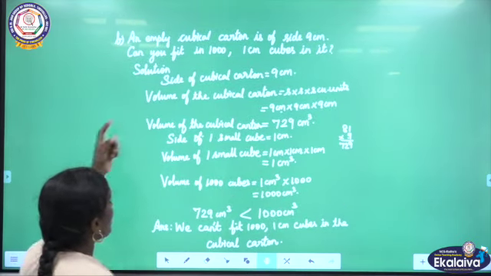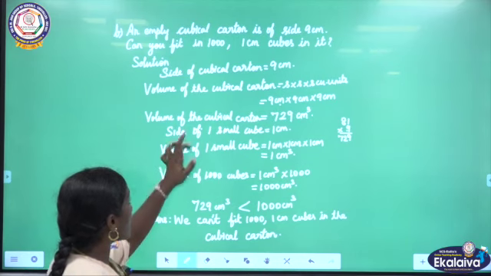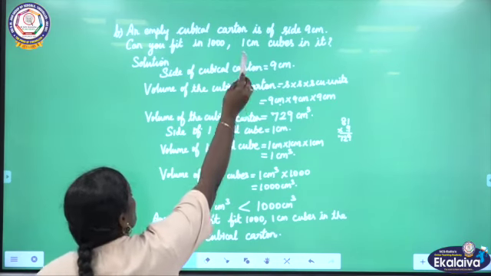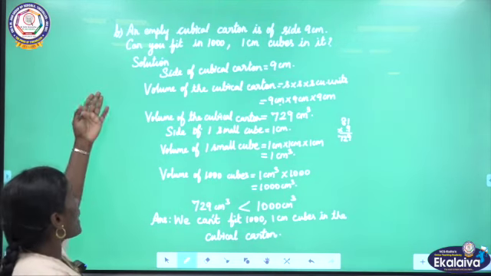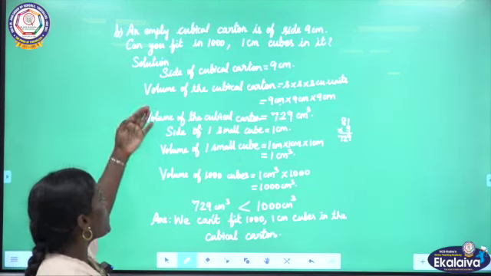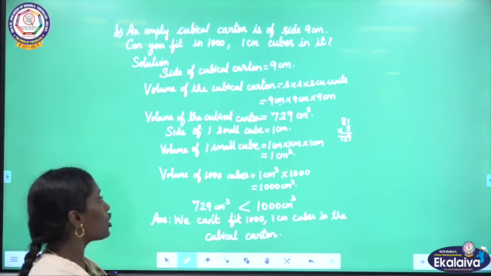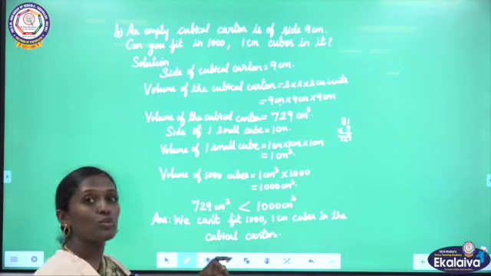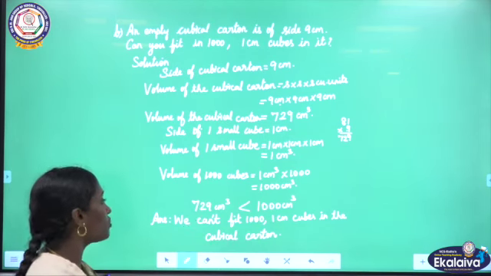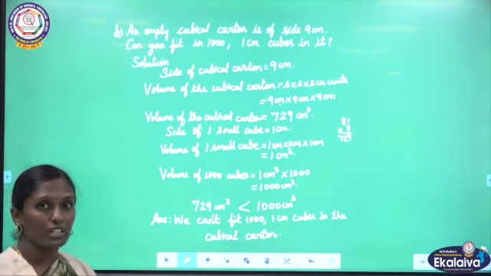Here the side of the empty cubical carton is given, that is 9 centimeter. Then 1000 1 centimeter cubes are there. Can we fit into it? First we are finding the volume of the cubical carton, then we are finding the volume of 1000 cubes. The volume of 1000 cubes is greater than the volume of the cubical carton. So we can't fit 1000 1 centimeter cubes in the cubical carton.